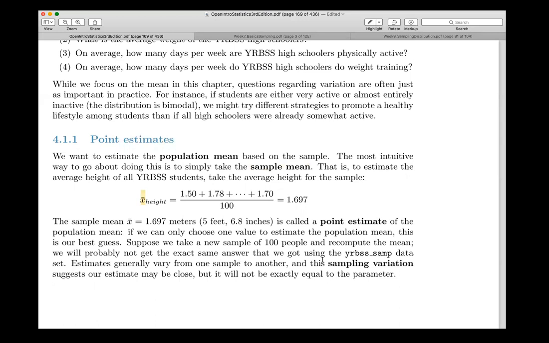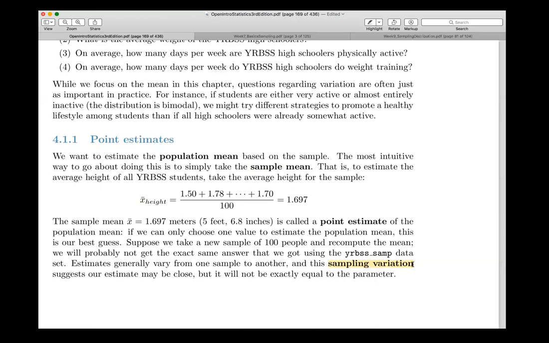Now, here's the deal. We're going to talk about something called sampling variation. Let's say you take a sample of 1,000 people and you get an average height. And then I take a sample of 100 people and I get an average height. And they're both different. That's what sampling variation is. It is simply when you take a random sample of a population and re-estimate, it's going to vary. They're all going to be pretty close, but they're not going to be exactly equal to the population.